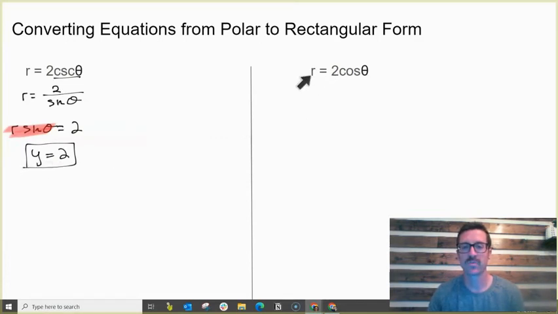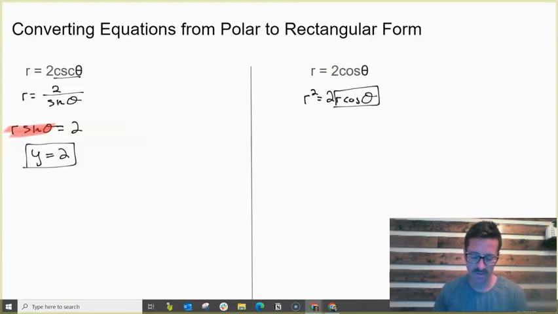Now, let's do this last one. So we have r equals 2 cosine theta. And I want to include one like this because this one's a little bit of a party trick that you probably wouldn't recognize unless you were looking for it. But my first step on a problem like this is I'm going to multiply both sides of the equation by r. And note that right here, we have r cosine theta, which is equal to x. So we have r squared equals 2x.